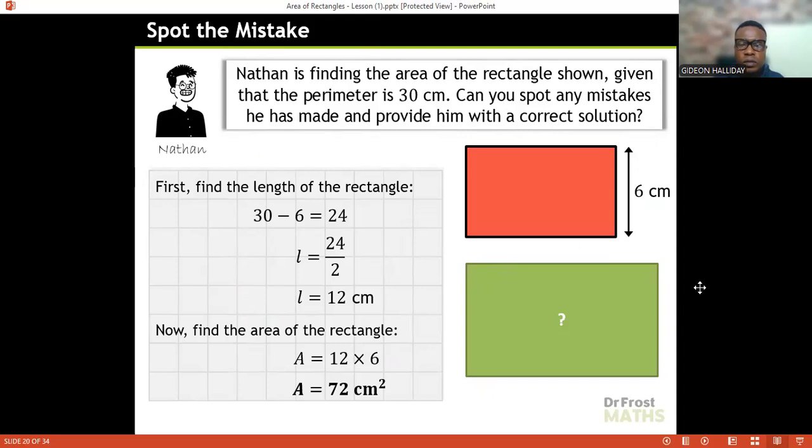Now look at this. There's a serious problem here. Nathan is finding the area of a rectangle shown. Given that the perimeter is 30 centimeters, can you spot any mistakes here?